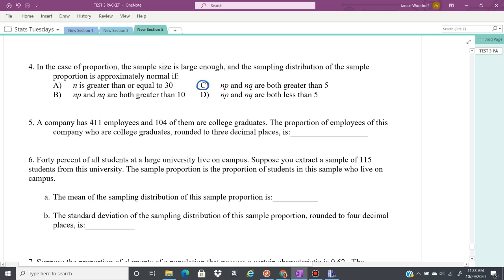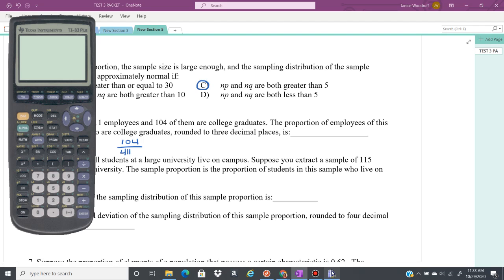All right, so let's do some problems here. Number 5, a company has 411 employees and 104 are college graduates. The proportion of employees in this company who are college graduates, rounded to 3 decimal places, is what? So that would be 104 divided by 411. So 104 out of 411 gives us 0.253.